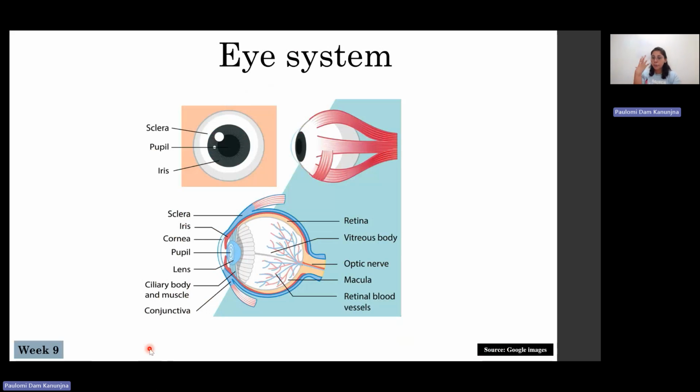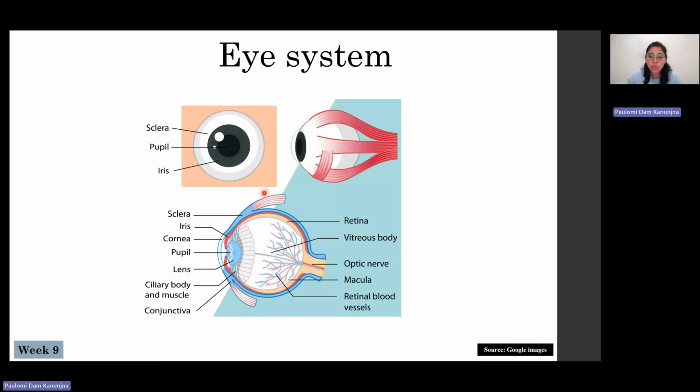How do you see? How do you perceive an image? How do you first of all form an image? All of these things, right? So if you see here, first of all, eye system, any system that we have done, we have started by looking into the anatomy of that system, right?